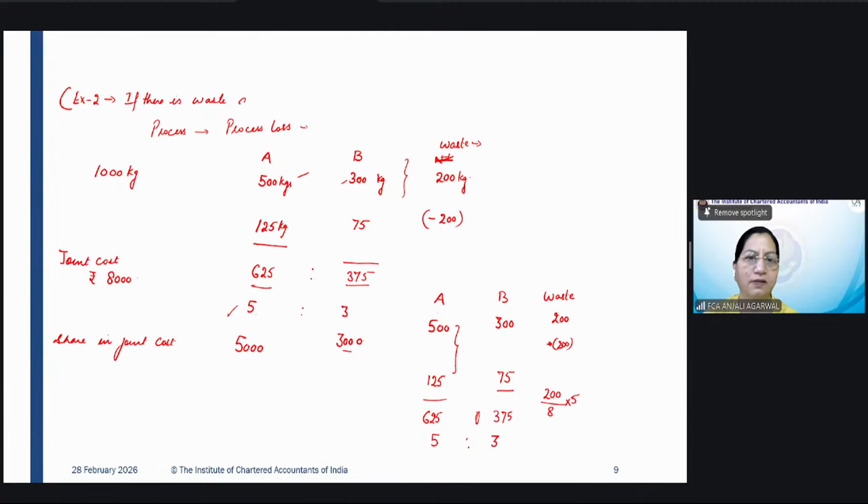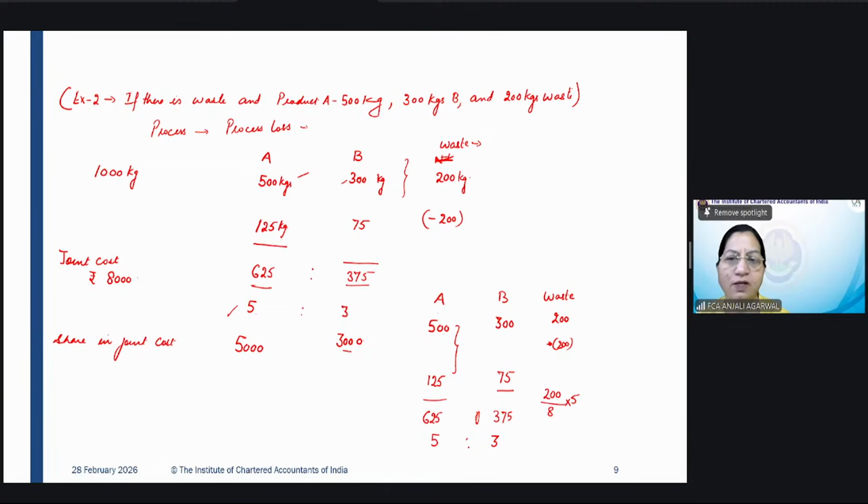and product A was 500 kgs, 500 kgs of product A emerged, 300 kgs of product B, and 200 kgs of waste. And it is a normal waste. So the normal waste cost is to be charged amongst good products. So first we will allocate.